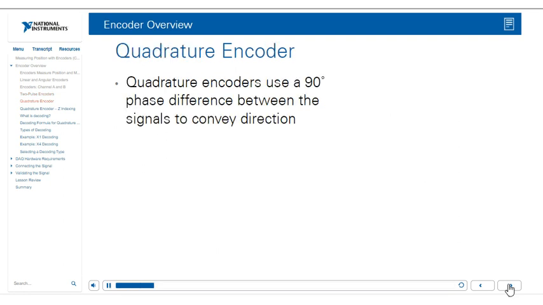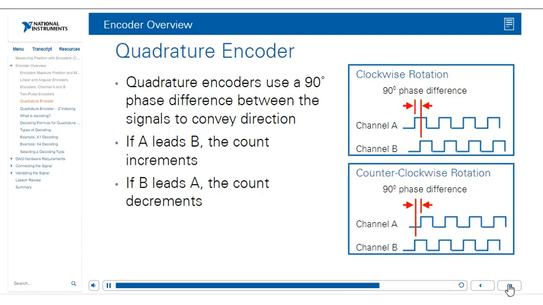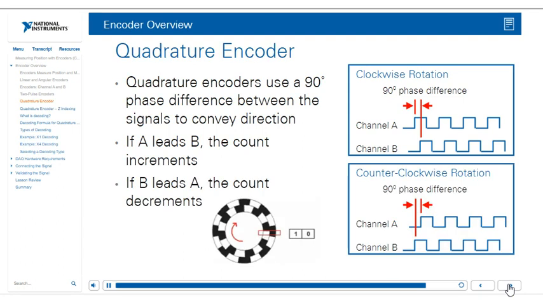Quadrature encoders use a 90-degree phase difference between the two signals to convey direction. If the signal in A leads the signal in B, the position count will increment. If the signal in B leads the signal in A, the position count will decrement.